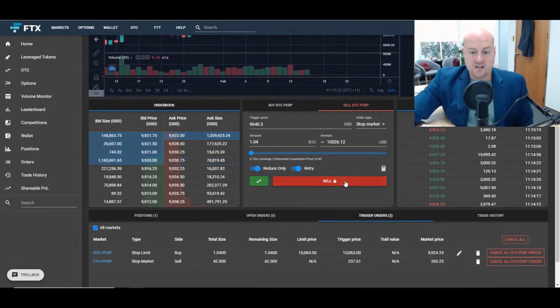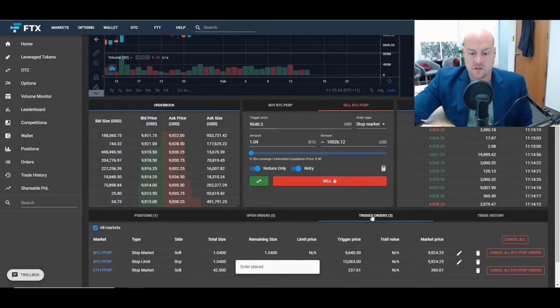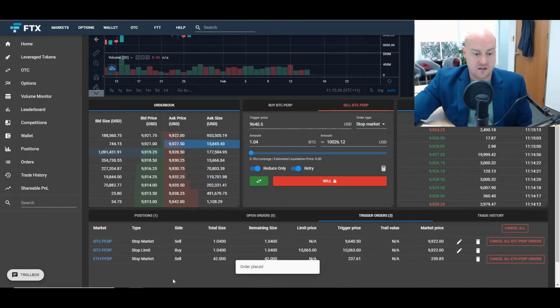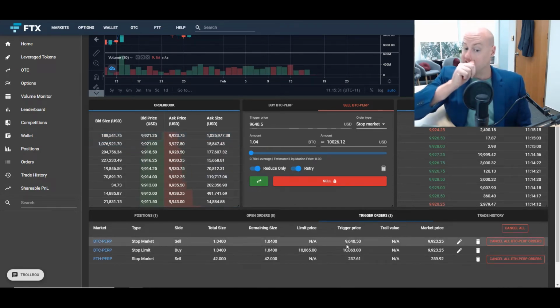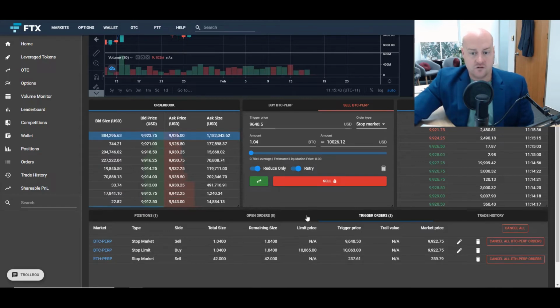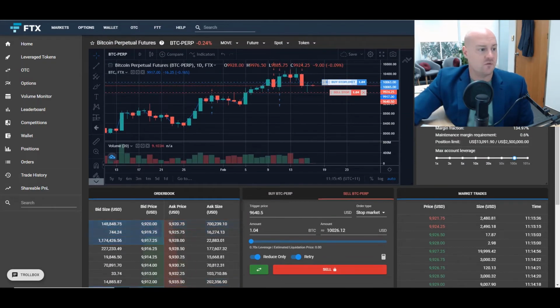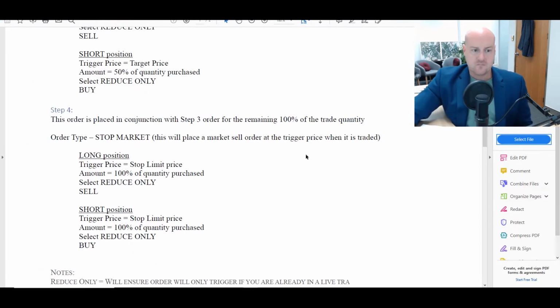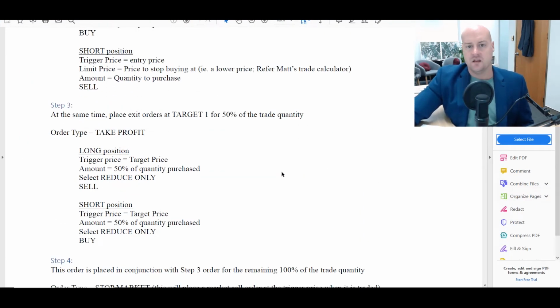But if I hit sell here, you'll see there is now my stop order. You can see Bitcoin perp stop market at 9640.5, which is my stop loss, reduce only, on an entry at 10,063 up to 10,065. That is how I put my entry and stop in. I go with stop first, I put entry in second. Now when it comes to actually taking your profit, that's what step 3 is. I've just jumped ahead and put the stop in simply because I'm doing this a bit slower.